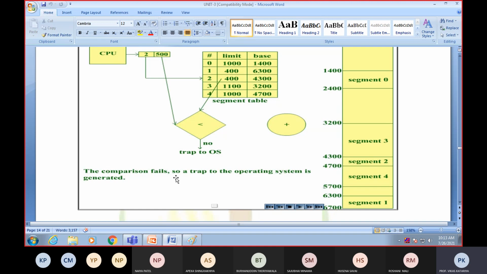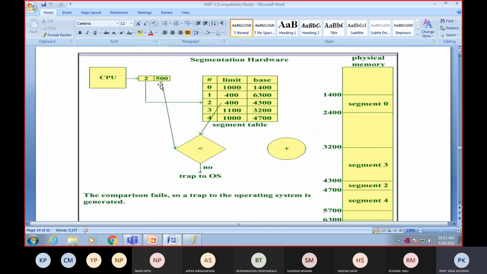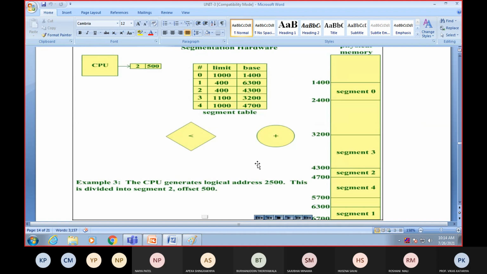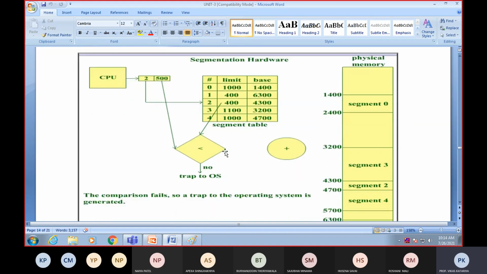The comparison fails, so a trap to the operating system occurs, and the operating system is not able to generate an address for byte offset 500 of segment number 2. This is called trapping, or a trap to the operating system. So we have taken two examples: one for successfully generating a physical address, and another showing an invalid address, in which case a trap to the operating system occurs.